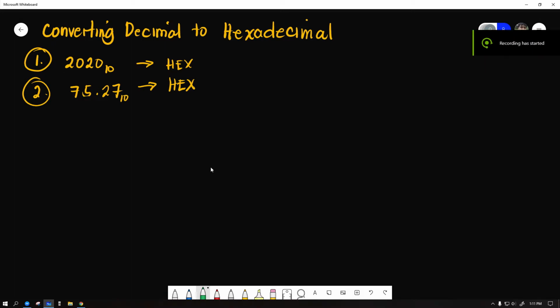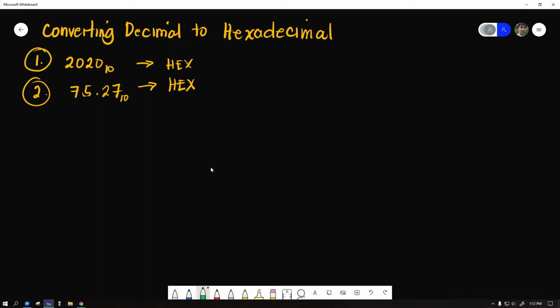For this lecture, we will be trying to convert decimal numbers to the hexadecimal number system. So this is from base 10 going to base 16. For example, number 1, we will be trying to convert the number 2020 to the hexadecimal number system. It is the same method that we did on converting binaries and octals.